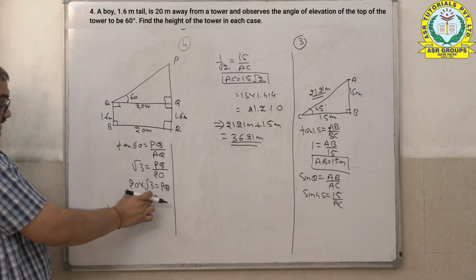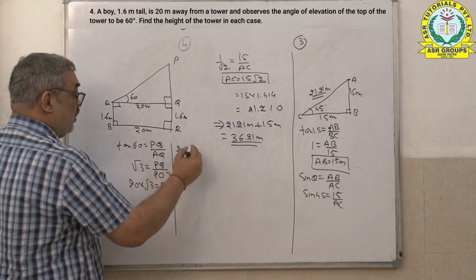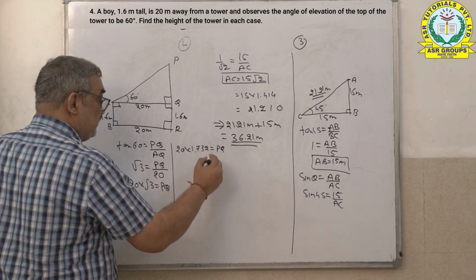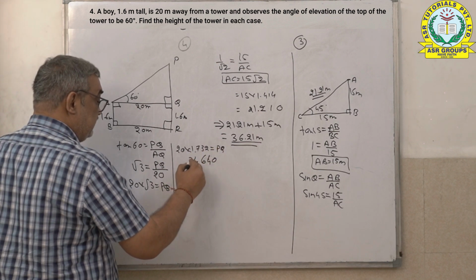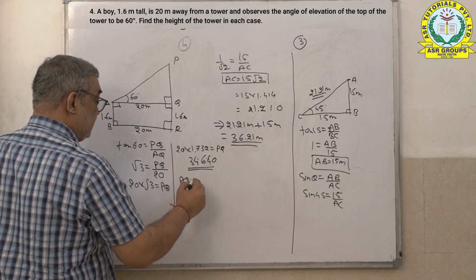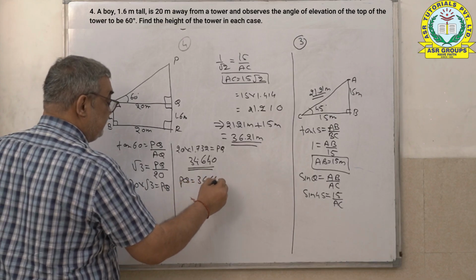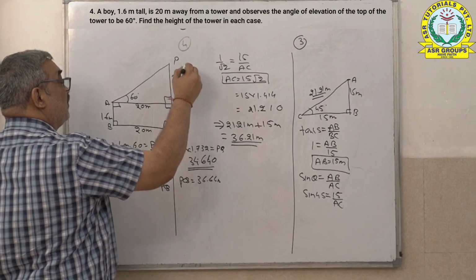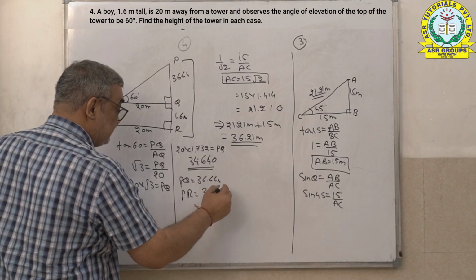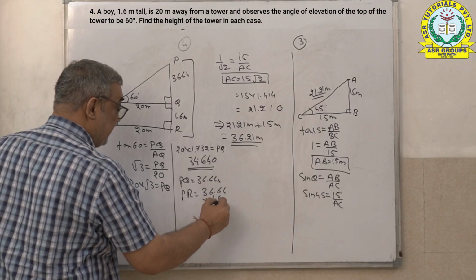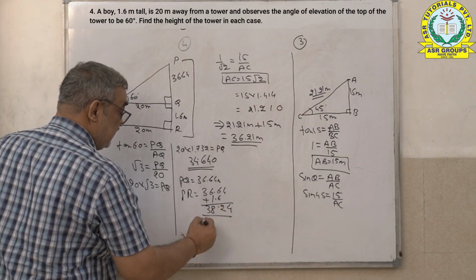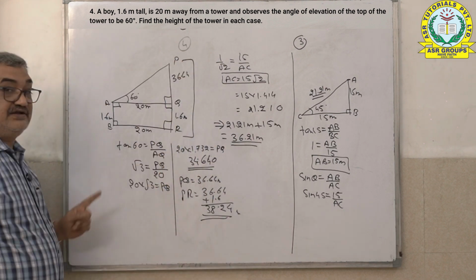Is it clear? Now, I hope all of you know the value of root 3. Multiply. 2 4s are 8, 2 6s are 12, 2 7s are 14, 34.64. So PQ is 34.64 meter. What is the height? PR? 34.64 plus 1.6, 36.24. This is the height of the tower.